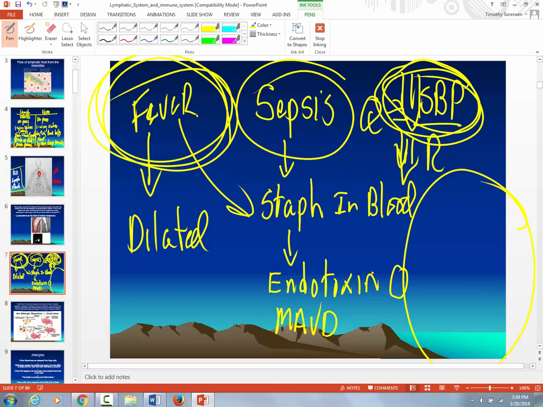So what's your goal? What should you do? Get their blood pressure back up. What caused their blood pressure to drop? Don't say fever. The massive arterial vasodilation. So you can kill two birds with one stone by packing them in ice. That will constrict the blood vessels, increasing resistance, raising their blood pressure.